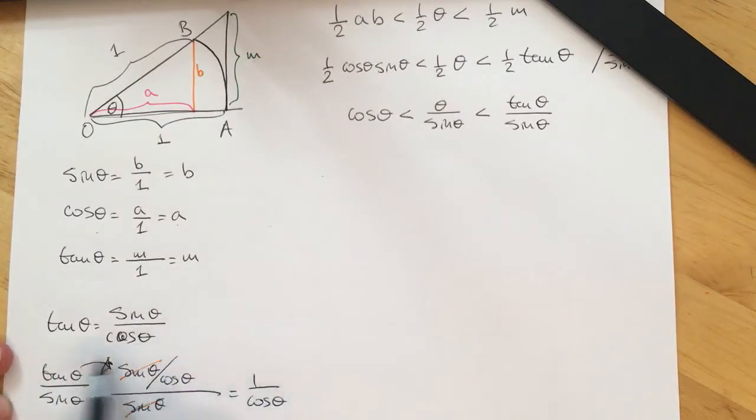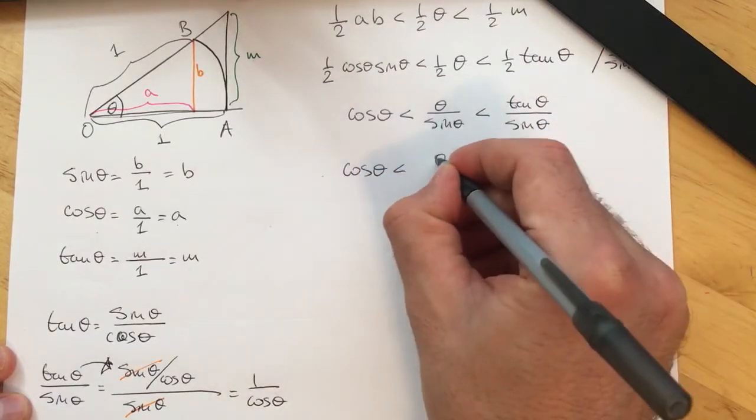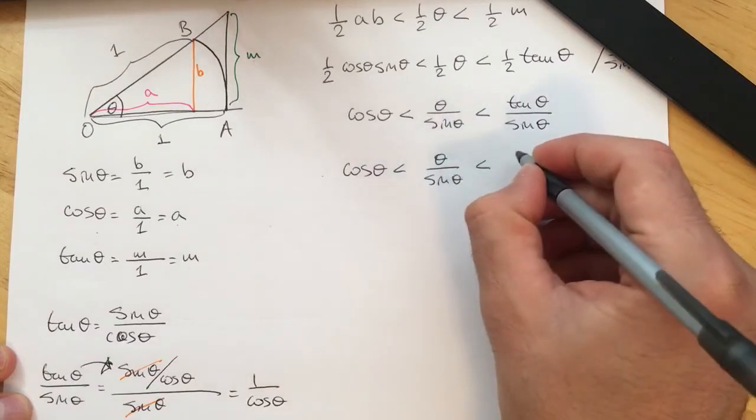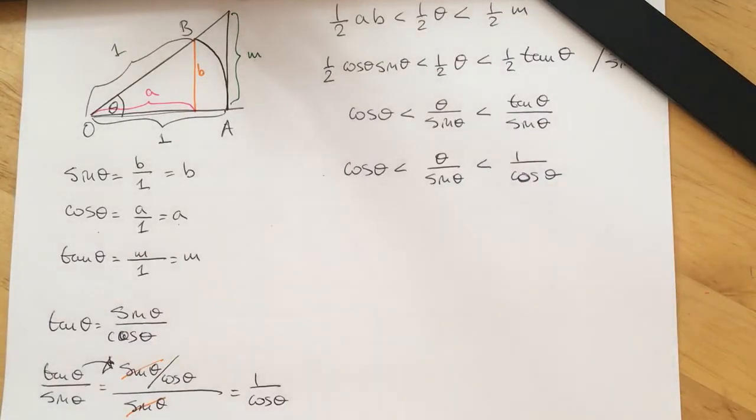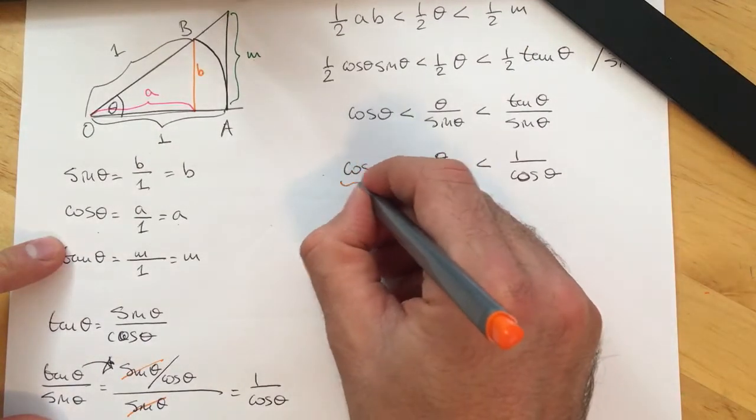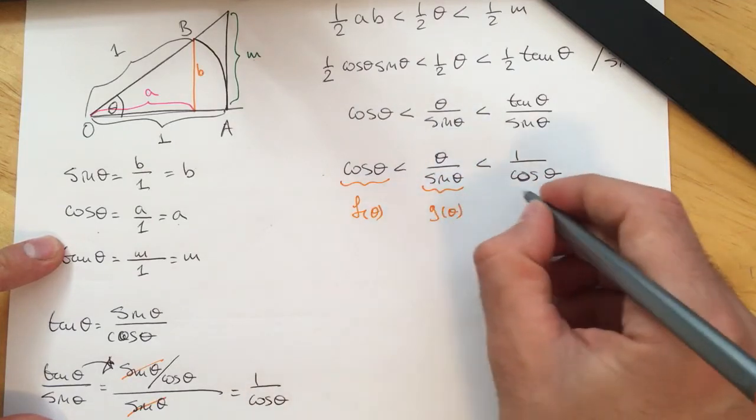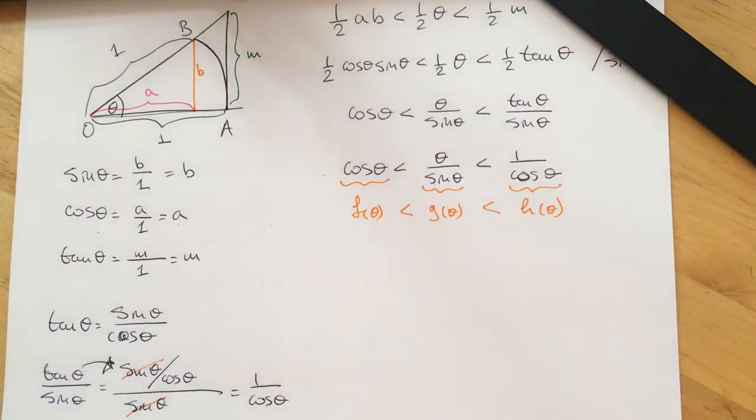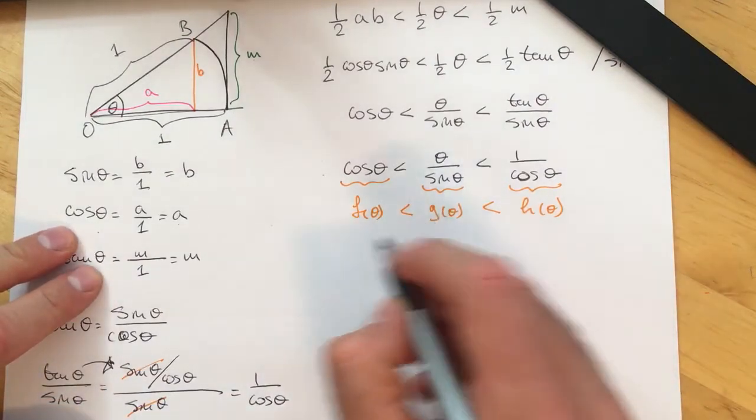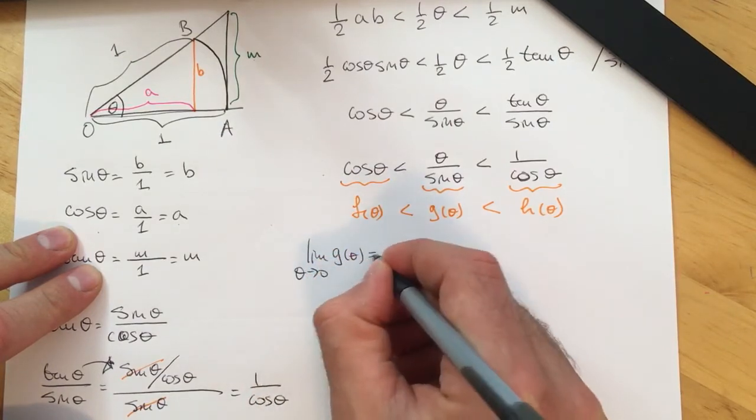So, with this identity, we can rewrite this inequality as cosine of theta less than theta over sine of theta less than 1 over cosine of theta. Okay, and at this point we can stop simplifying this expression, and we just call this function here f of theta, this function g of theta, and this function h of theta. So the question is, what is the limit of g of theta as theta goes to 0?